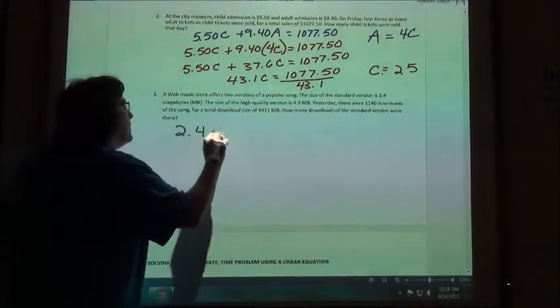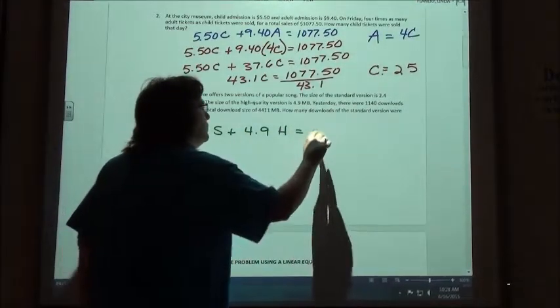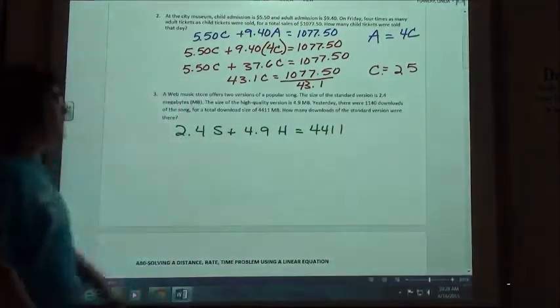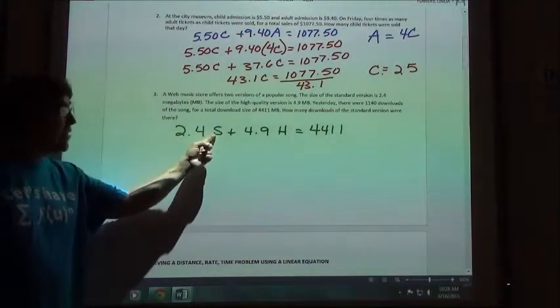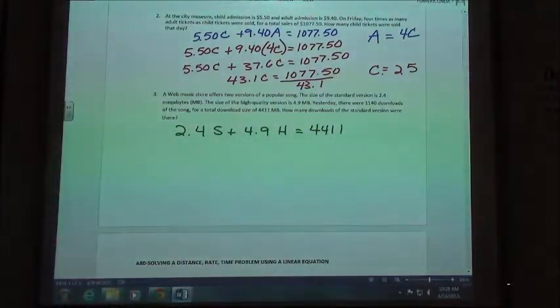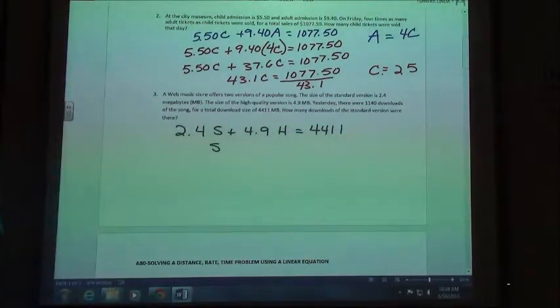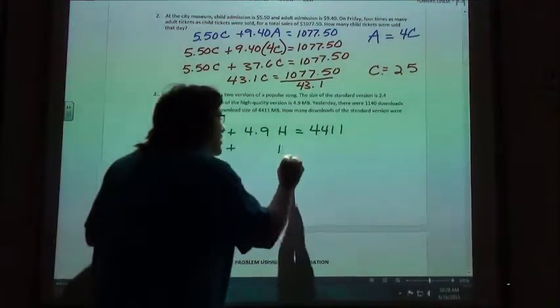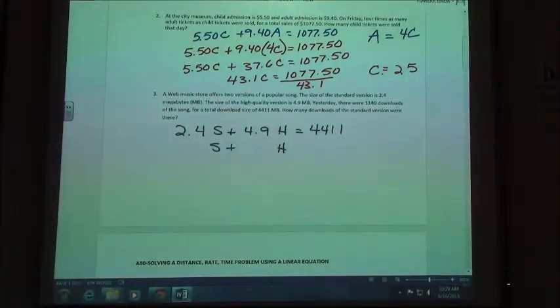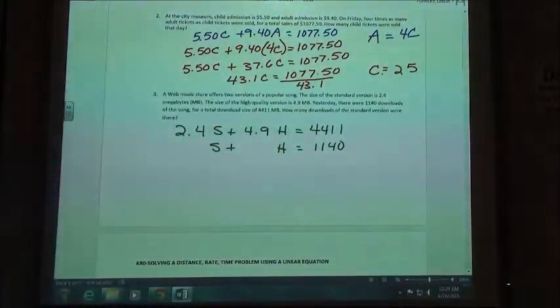S plus 4.9H equals 4,411. Exactly. 2.4 megabytes for the standard, 4.9 megabytes for the high quality, for a total of 4,411 megabytes. Our other equation, back to like that first one, is the total number of downloads. S is representing how many downloads of the standard version we have. H is representing how many of the high quality version we have. We know there were 1,140 total downloads.